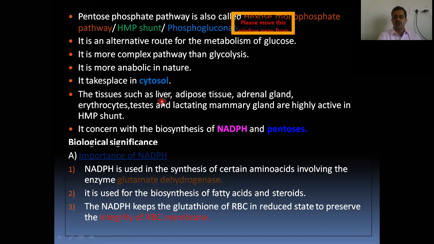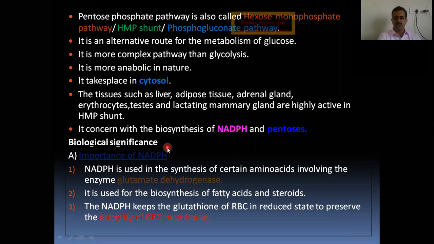The tissues such as liver, adipose tissue, adrenal gland, erythrocytes, testes, and lactating mammary glands are highly active in the HMP shunt. So these are various different sites inside the human body where this pathway, the pentose phosphate pathway, acts very actively. It is concerned with the biosynthesis of NADPH and pentoses.